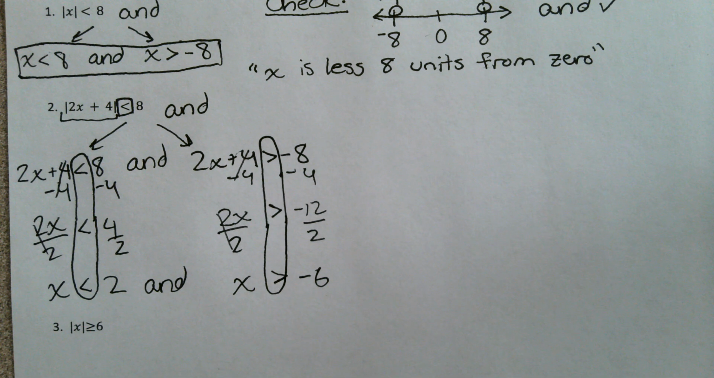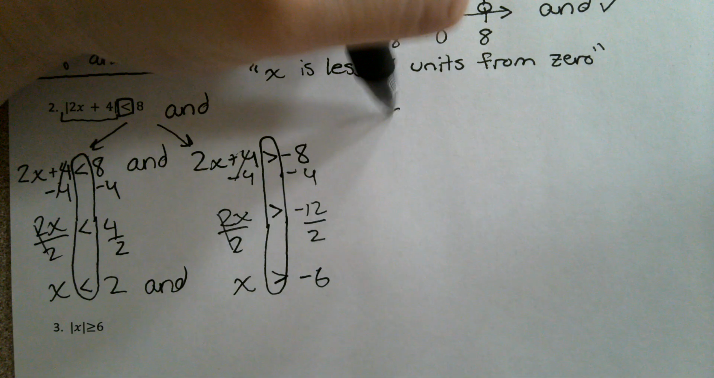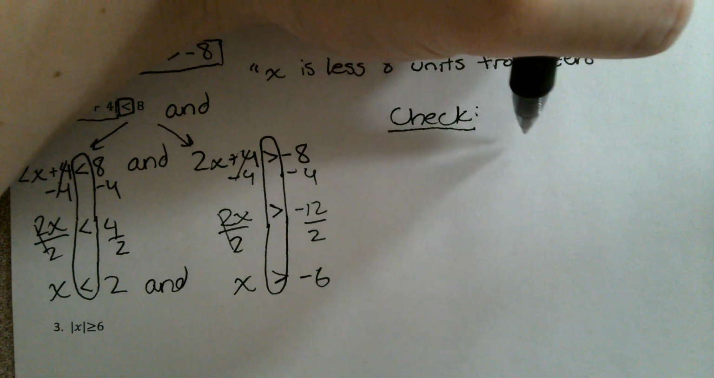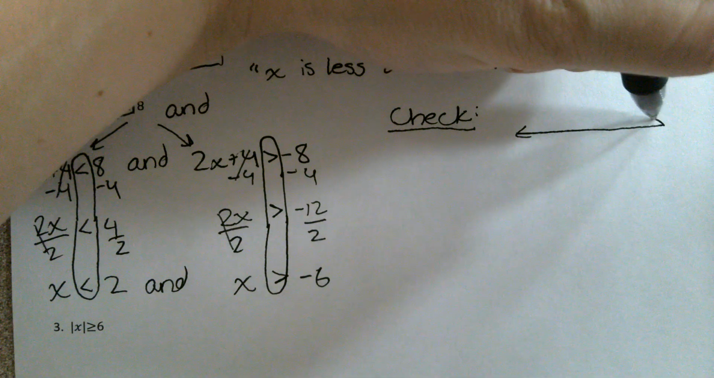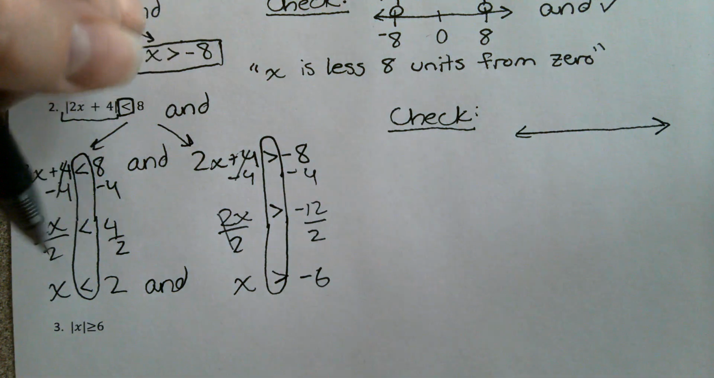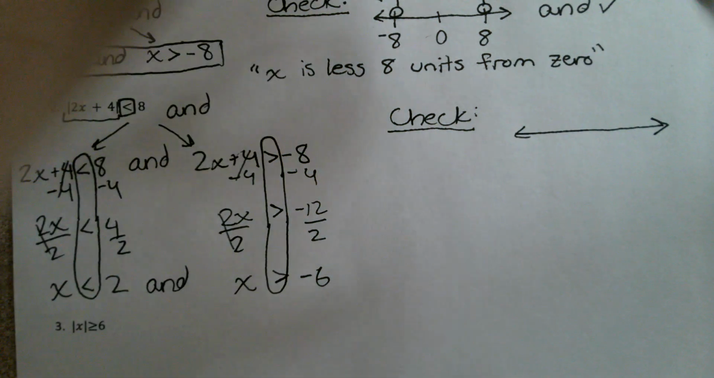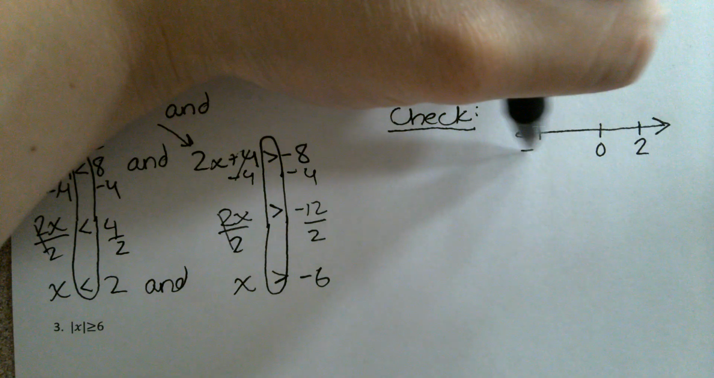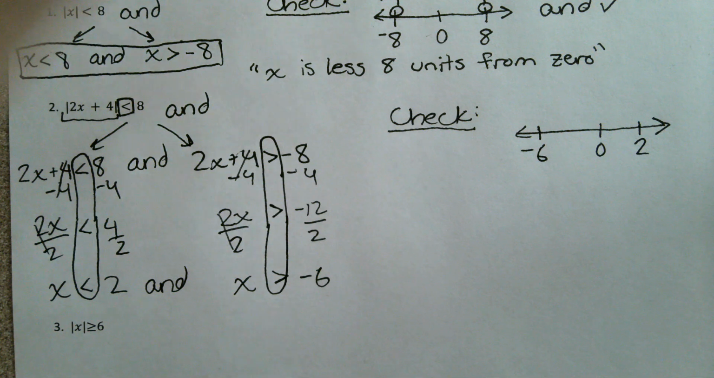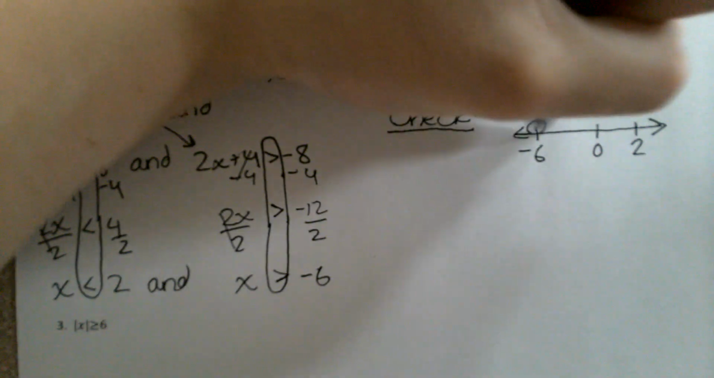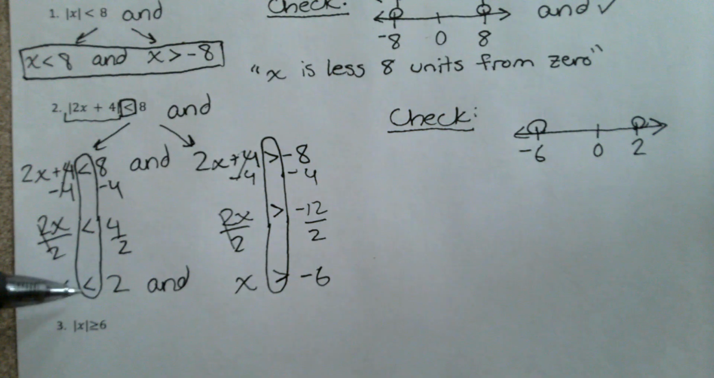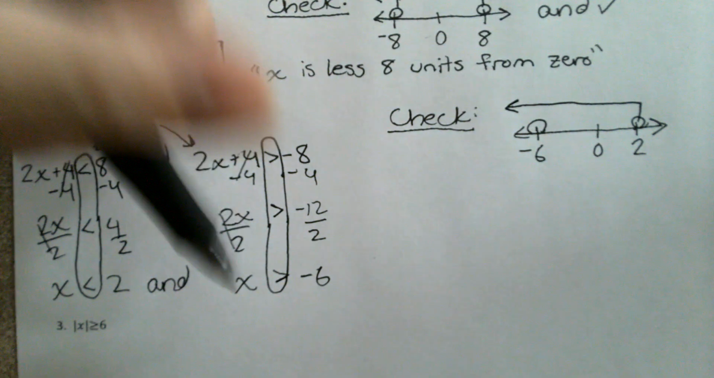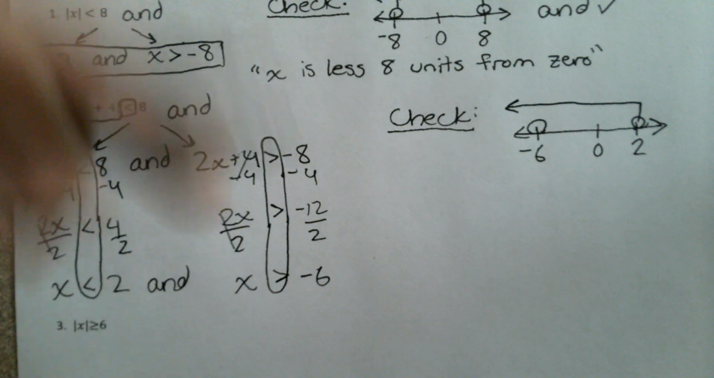Now let me graph them and make sure they work. So I'll check. So my numbers are 2 and negative 6. So I'll have 0. 2 will be to the right. Negative 6 will be to the left. Still open dots. X is less than 2. It points left. X is greater than negative 6. It points right.